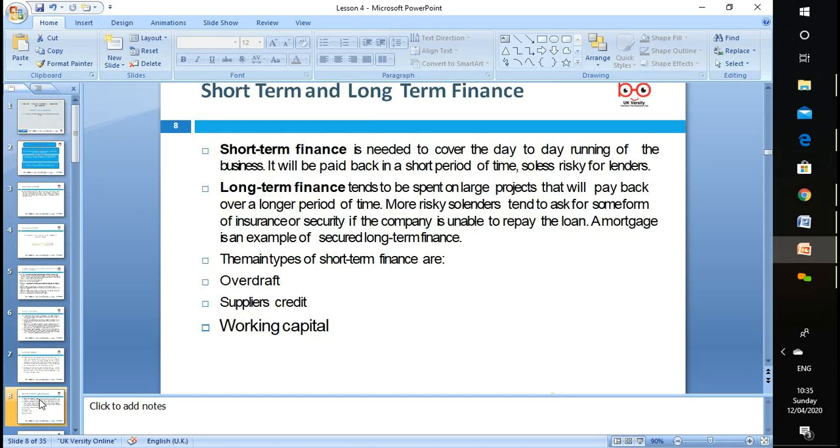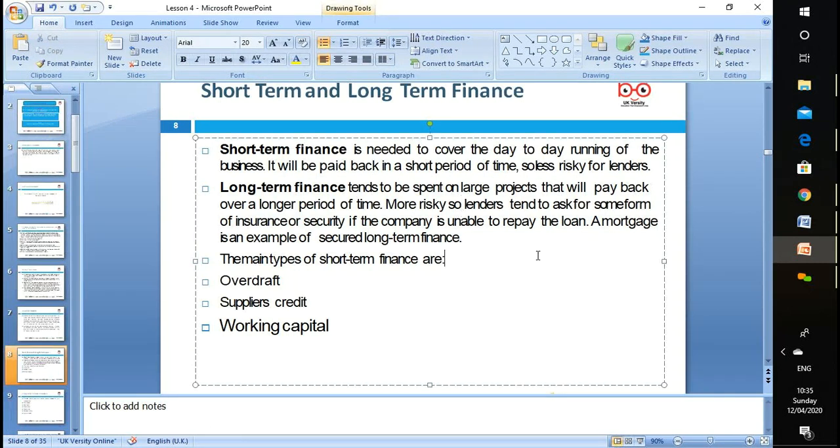So you have to use short-term and long-term finance. Short-term finance needs to cover the day-to-day running expenses, which we call liquid assets, and it will be paid back in a short period of time, normally less than a year. So that's called short term. Long term, which means more than a year, tends to be spent on a large project where the payback is longer and more risky.